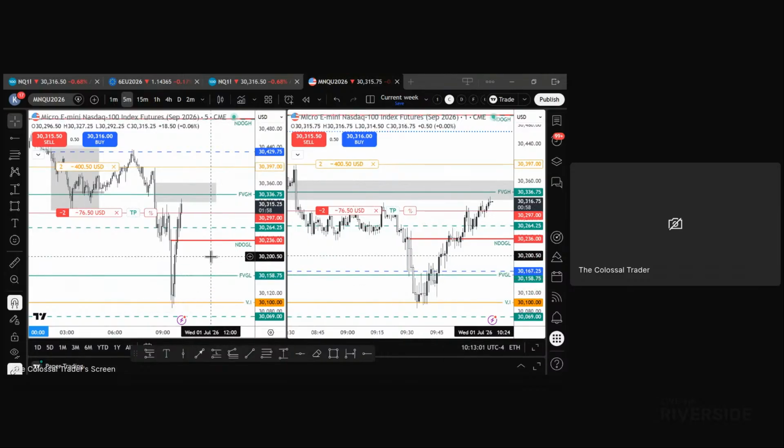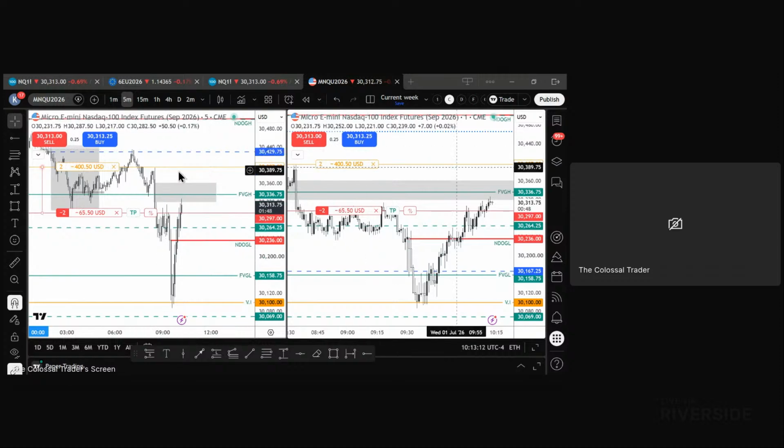All right, and what I don't want to see, what can invalidate the trade before hitting my stop loss, is if we get a strong 5-minute candle outside this fair value gap. Then I'll be less enthusiastic about that move.